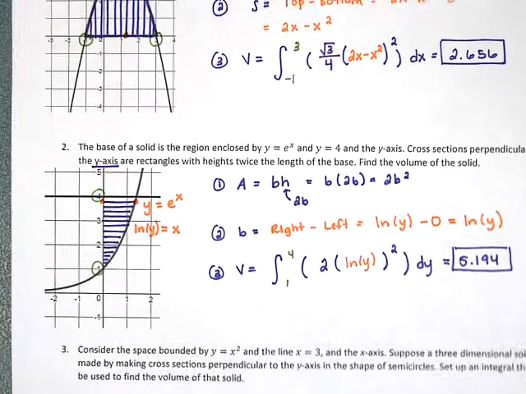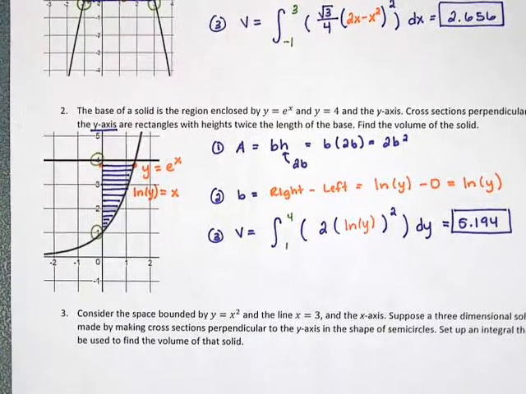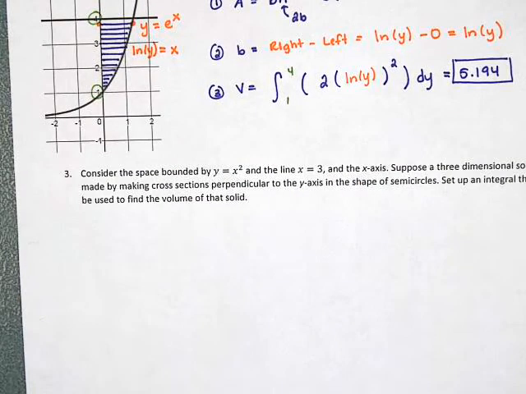Last but not least, problem number 3, we're going to set up this way. Consider the space bounded by y equals x squared, the line x equals 3, and the x-axis. Suppose a three-dimensional solid is made by making cross-sections perpendicular to the y-axis in the shape of semicircles.